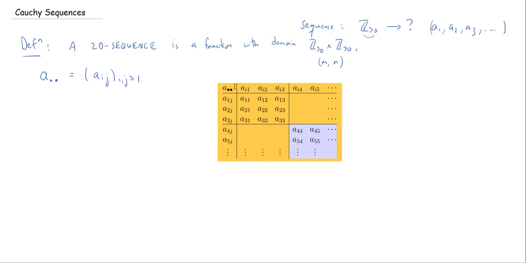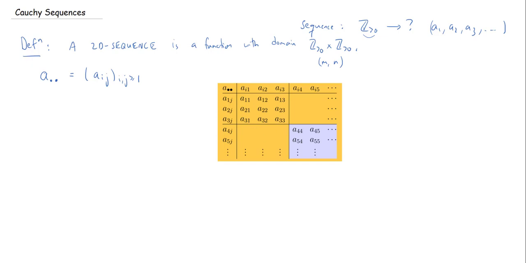So for my A double dot, on the side, I might look at the A1 row, and so that'll be A_{1j}. So you have A11, A12, A13, etc. And then I'd have an A2 row, so I'd have A_{2j}, so A21, A22, A23. And of course, along the top, I might have my first column. So it'd be A_{i1}. So A11, A21, A31, etc.